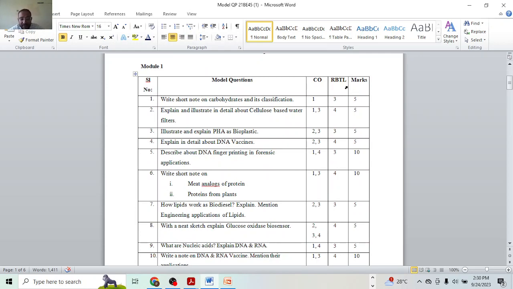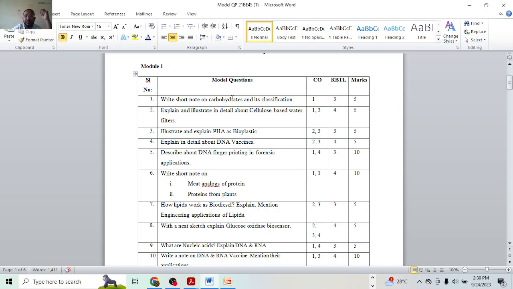First, let's start the model question paper of this particular subject, from module 1, module 2, like that. Module wise I have framed a few questions. One particular topic can have many questions based on the framing of the questions. For example, here I have written: write a short note on carbohydrates and its applications. I can also ask: what are carbohydrates, explain about its classification. Understanding?